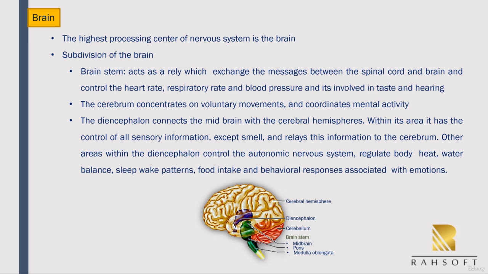So if you're trying to move your body, such as walking, that's a voluntary movement. So the cerebrum is the main actuator in all of that. The diencephalon helps connect the midbrain with the cerebral hemispheres. And within its area, it controls all of the sensory information except for smell, and it relays this information to the cerebrum. Other areas within this region also control the autonomic nervous system, which we talked about earlier, which helps regulate body heat, water balance, sleep-wake patterns, food intake, and behavioral responses associated with emotions.